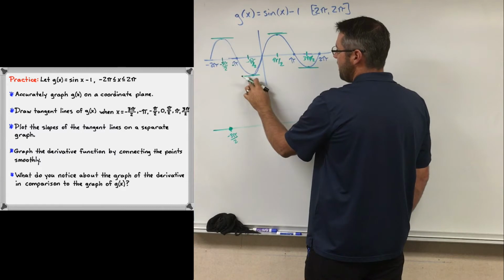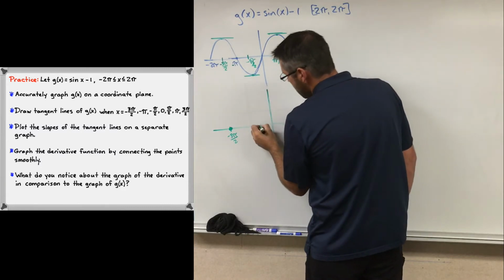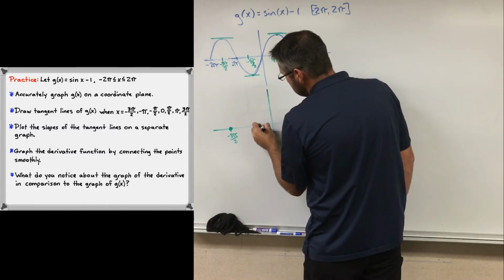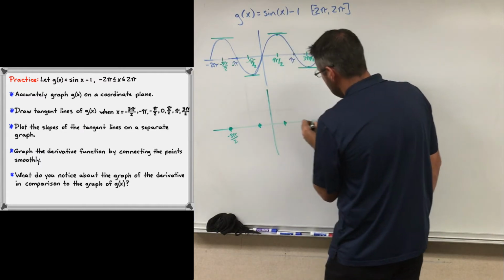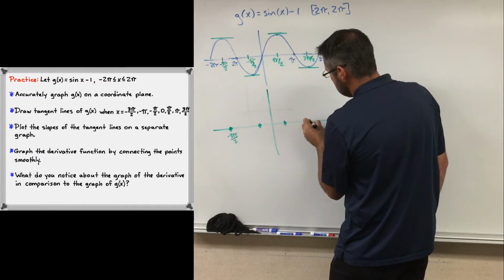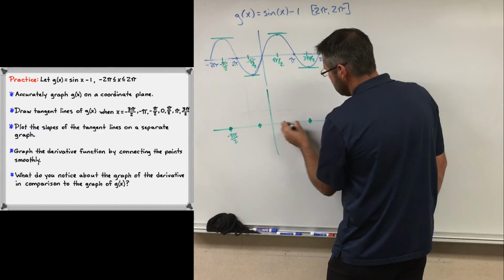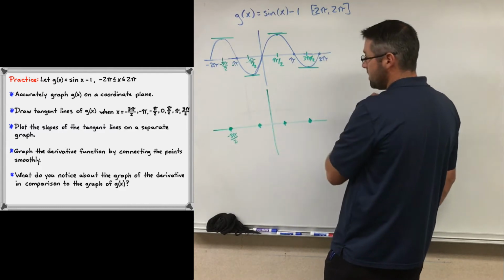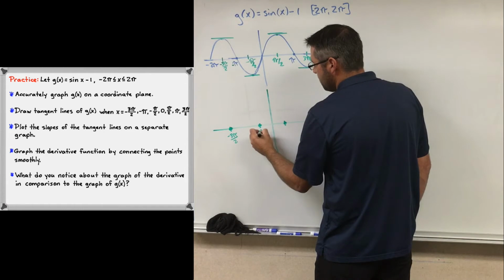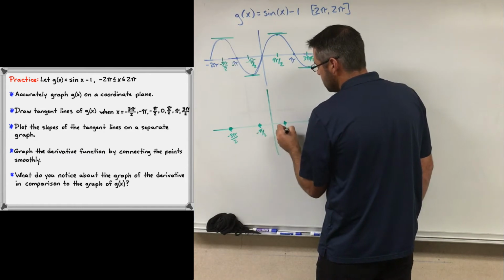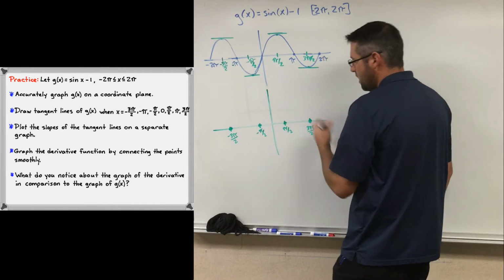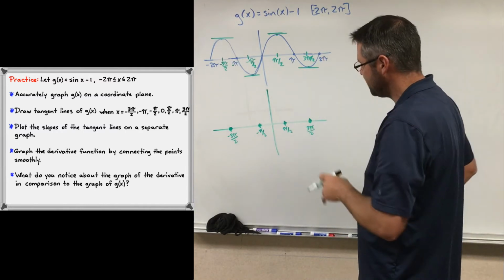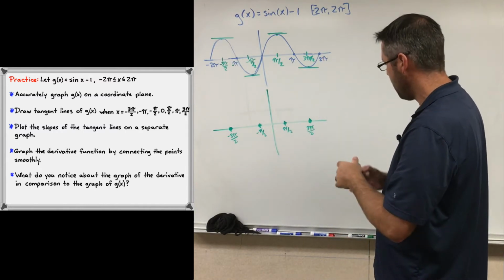So we know that we have slopes of 0 at negative pi over 2, at pi over 2, and at 3 pi over 2. So all the slopes are 0, and obviously this is going to repeat over time. So this is negative pi over 2, this is pi over 2, and this is 3 pi over 2. And if you have the graph, it's easier to see because it's on graph paper.